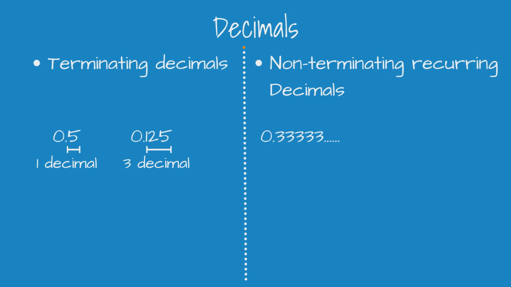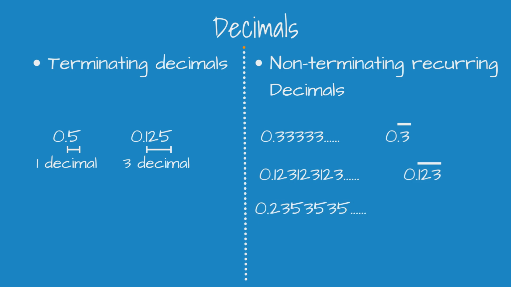But we don't want to write infinite 3's, so instead a bar is added over 3. Another example is 0.123123123 and so on. Here the whole 123 part is recurring, so we put a bar over 123. One more example is 0.2353535 and so on. Here 2 is not recurring but 35 is recurring, so we put a bar over 35.